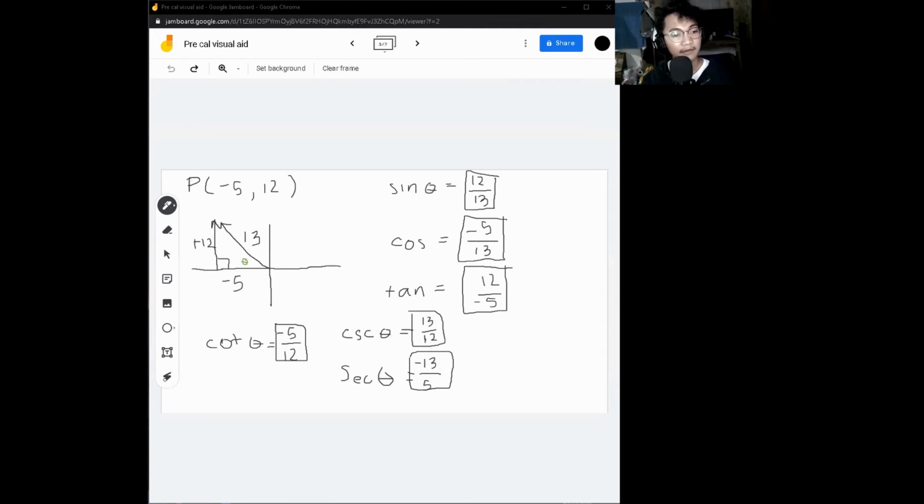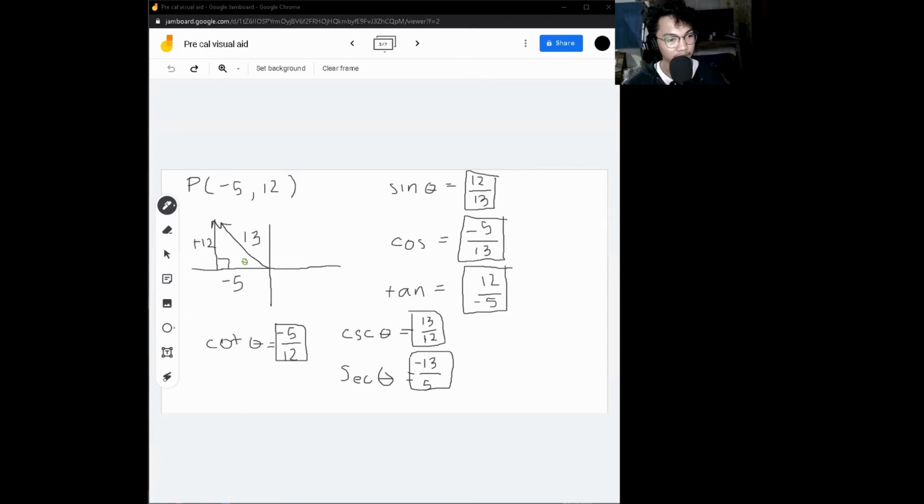Now, once you have these three, you can find the cosecant. You just have to flip this fraction. So cosecant is going to be 13 over 12. Secant is the reciprocal of cosine, so that's negative 13 over 5. And cotangent is the reciprocal of tangent, so that's negative 5 over 12.